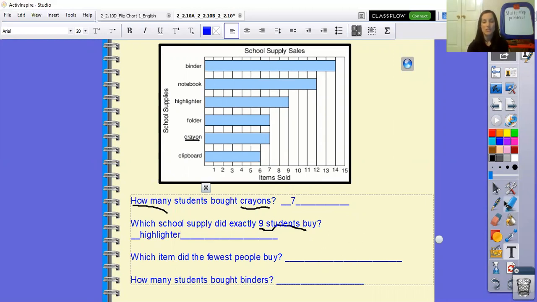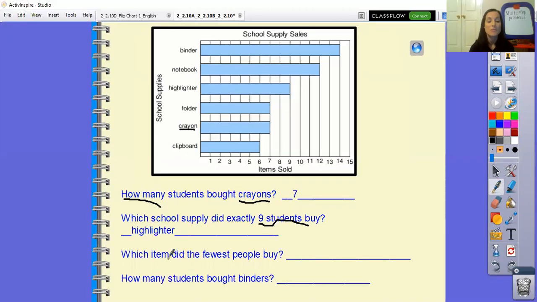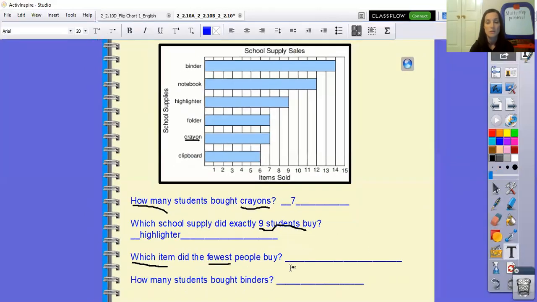Our next question, we are looking at which item did the fewest people buy. So we know it's not a number. They want to know which item. So we're going to look at the actual school supplies, and we want to know who bought the least of those school supplies. So we want to find the smallest number, and the best way to do that is to look at our bars and see which bar is the smallest one. So we can see that the bar right here only goes up to 6. And if we go across, we'll find that that was the clipboard.